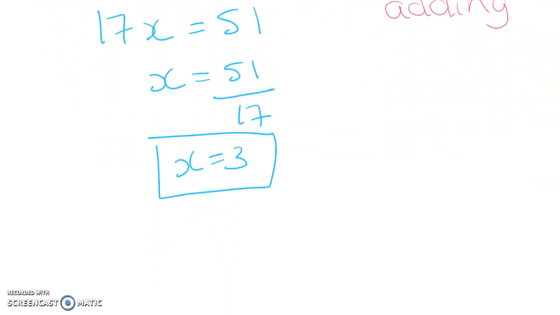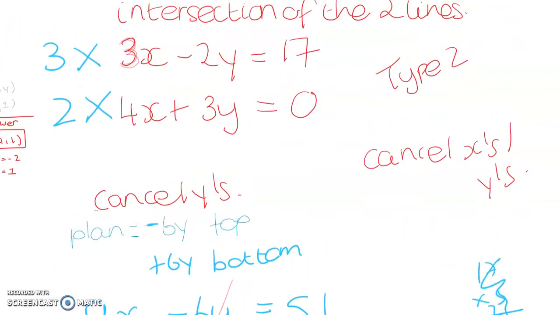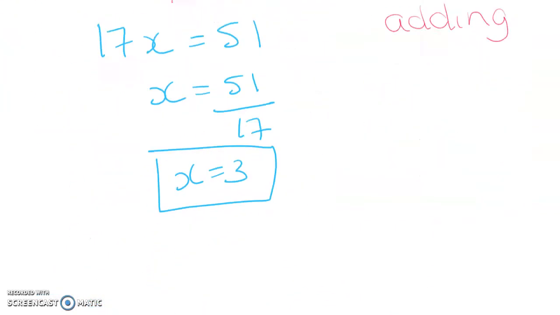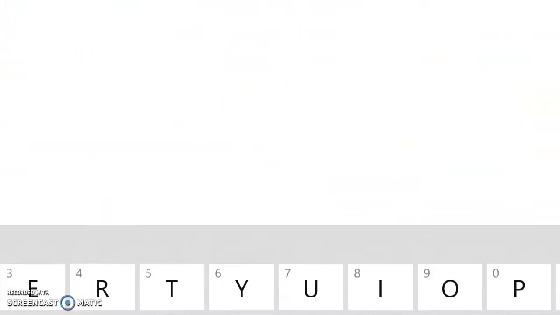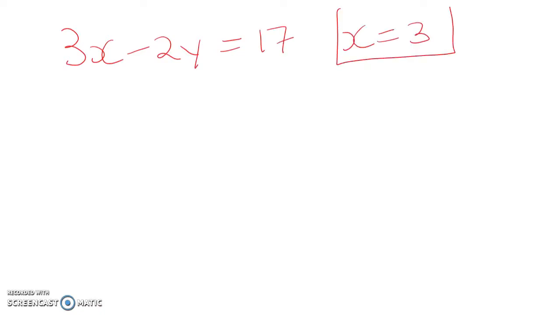How do I get y? And what do I bring down? The top equation, that's correct. So 3x minus 2y equals 17. So I'm going to write down 3x minus 2y equals 17. I know x equals 3. Go on your gut instinct. If x equals 3, put 3 in for x.